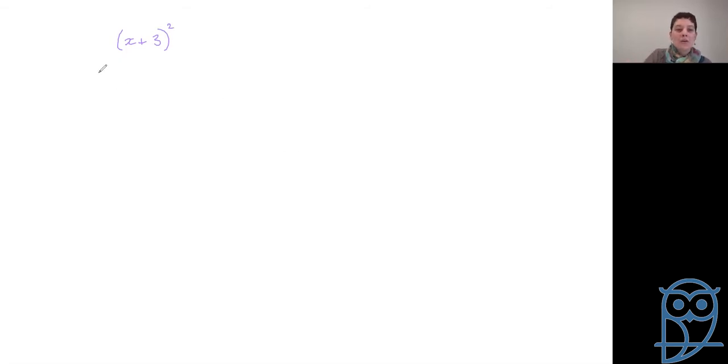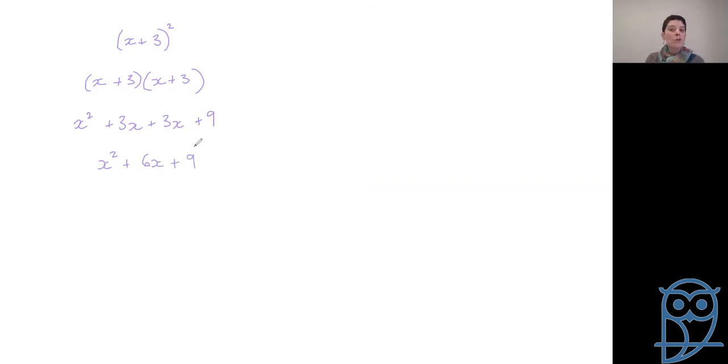So in this case, we need to give our two brackets. They're exactly the same, because when we're squaring something, we're multiplying it by itself. But we've got to give those two brackets so that we can then FOIL. So x times x gives us x squared. x times 3 plus 3x. 3 times x plus 3x. 3 times 3 plus 9. So x squared plus 3 plus 3 is 6x plus 9.